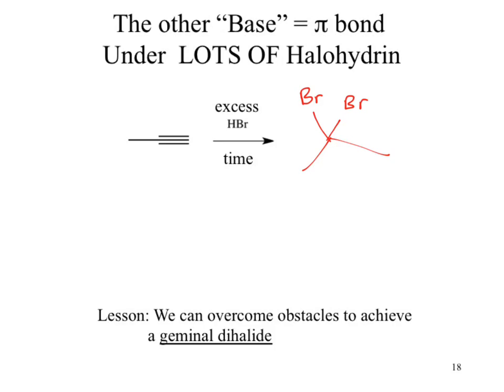And we end up putting 2 bromines on our structure, and we've completely removed the pi bond. So kind of the lesson out of this is that we can force a reaction to occur. As long as we give it lots of time and lots of highly reactive starting materials, we can force almost anything to occur. Is this a super likely reaction to run?